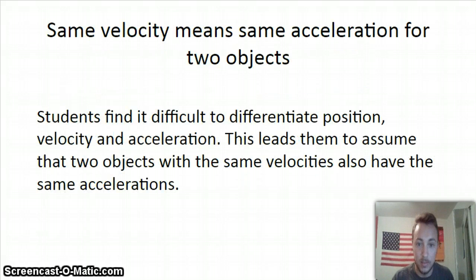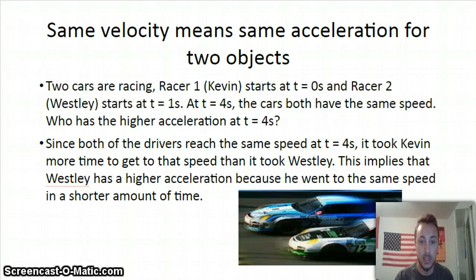Okay, so the first idea that we're going to deal with is that the same velocity means the same acceleration for two different objects. The students find it difficult to differentiate position, velocity, and acceleration, which Dr. Cheney covered in her video previously. This leads them to assume that two objects with the same velocities will also have the same accelerations. So, for an example, let's say that two cars are racing. Racer 1, we'll call Kevin, starts at time t equals 0 seconds, and racer 2, we'll call Wesley, starts at t equals 1 second. At time t equals 4 seconds, the cars both have the same speed. Who has the higher acceleration at t equals 4 seconds?